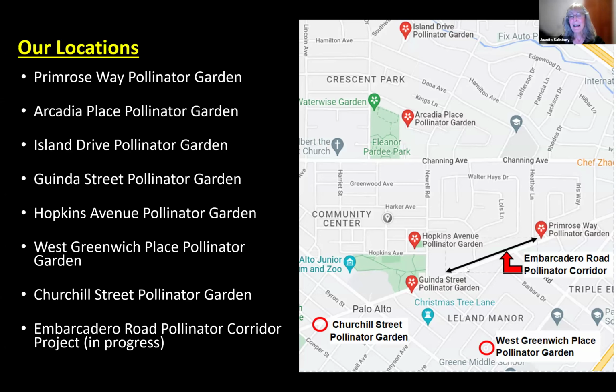So we do have the 7 gardens plus the 8th garden, which is a corridor project here in Palo Alto. The gardens are open all the time, so you can go anytime. It makes a nice little walking tour to experience. If you come into Palo Alto along Embarcadero Road, the first garden is the Primrose Way Garden, the Gwynda Street Garden. If you go up Newell, there's the Island Drive Garden, the Arcadia Place Garden, Hopkins, Gwynda, and then our 2 newest gardens, West Greenwich and the Churchill Pollinator Garden.